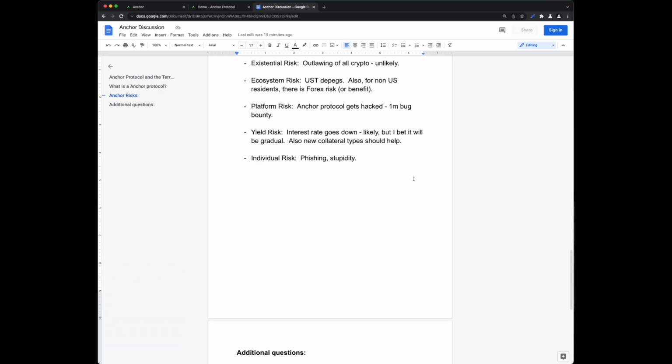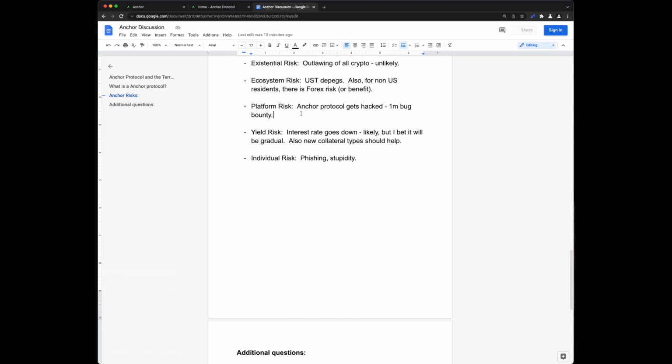Then moving down from the Terra ecosystem, we have the platform risk. So Anchor itself is a protocol, which is a series of smart contracts that are stored on the Terra ecosystem or on the Terra blockchain. And there's a chance that those smart contracts could get hacked, essentially. So that there's some sort of bug that allows someone to siphon off funds from these smart contracts where the tokens are actually stored. So when you deposit your UST into Anchor, you're actually sending that UST from your wallet to a smart contract that holds it, and that smart contract obviously is sending you back the aUST.